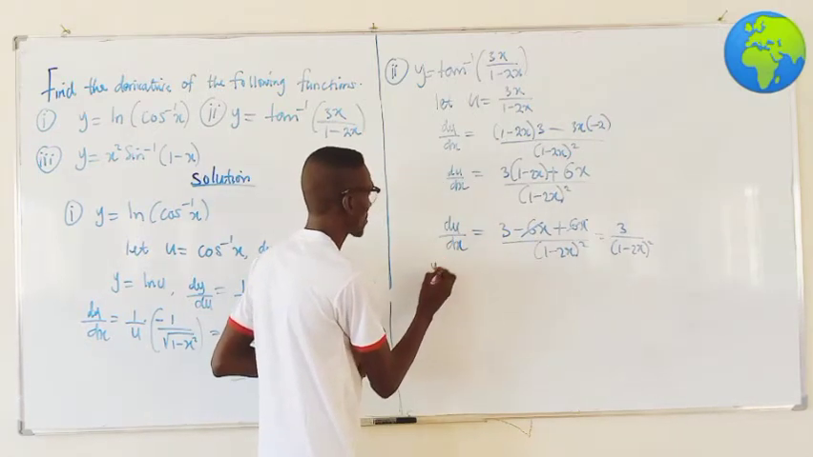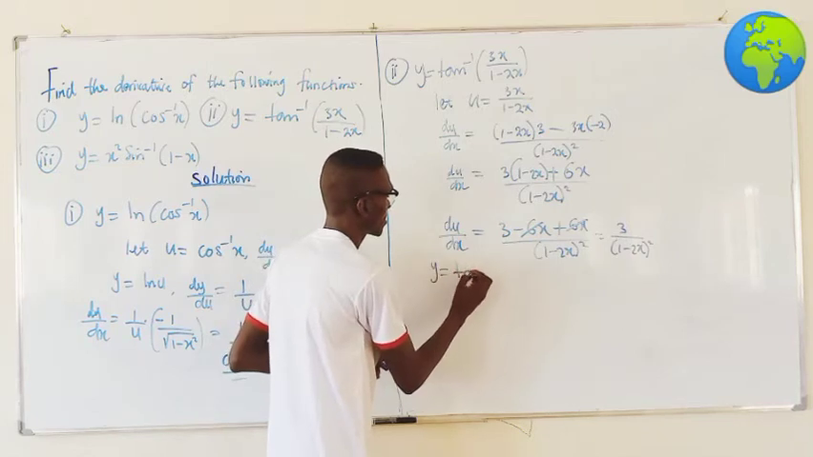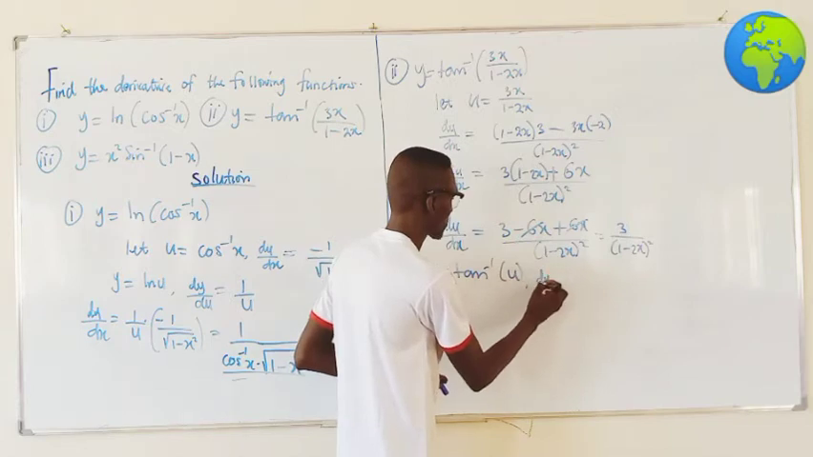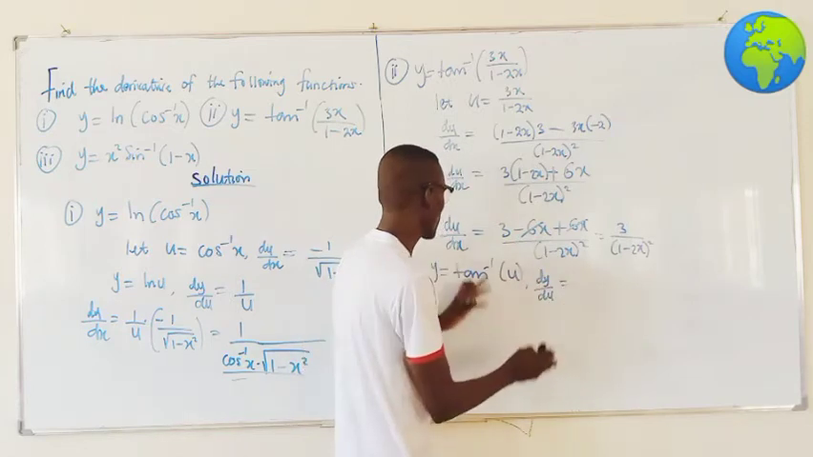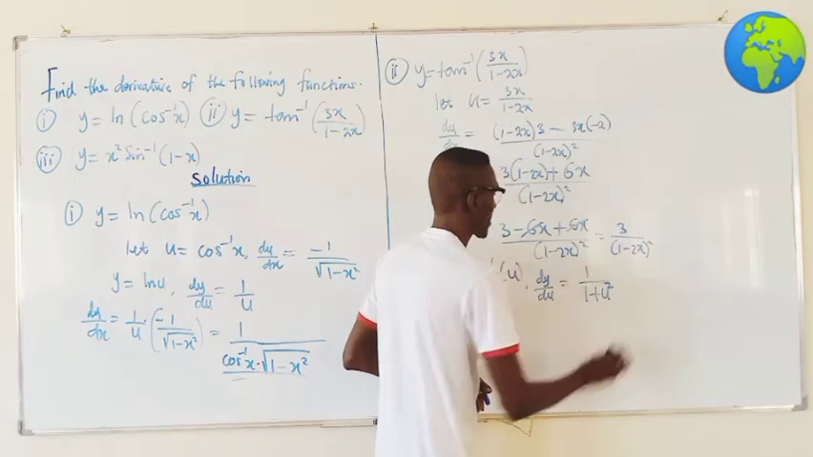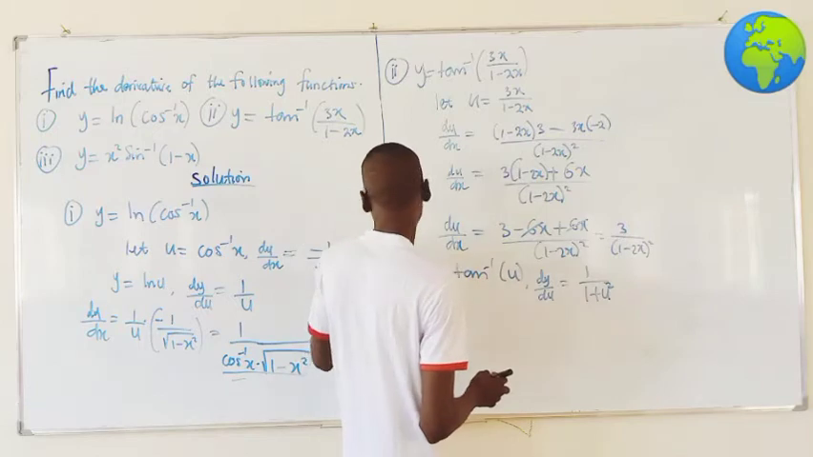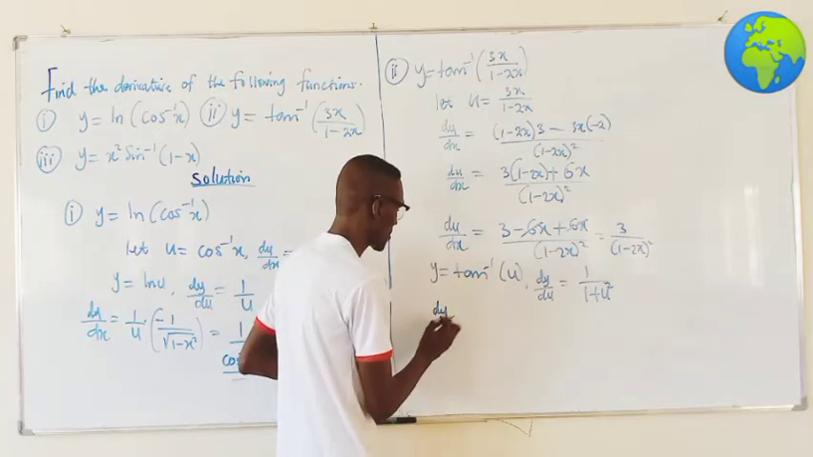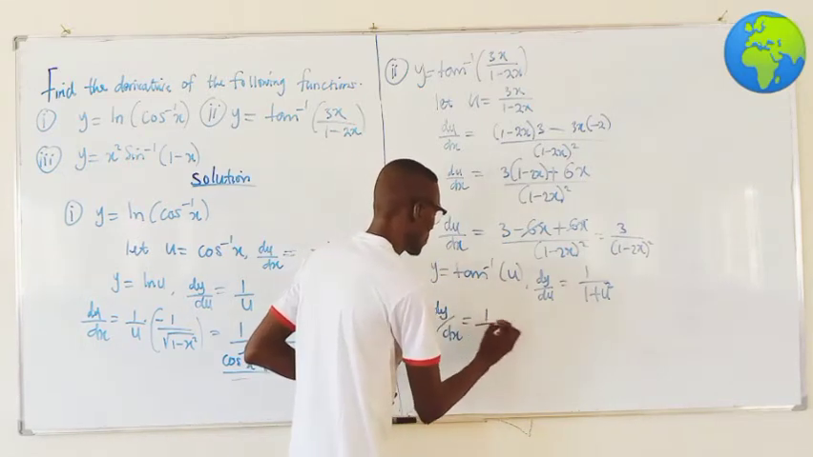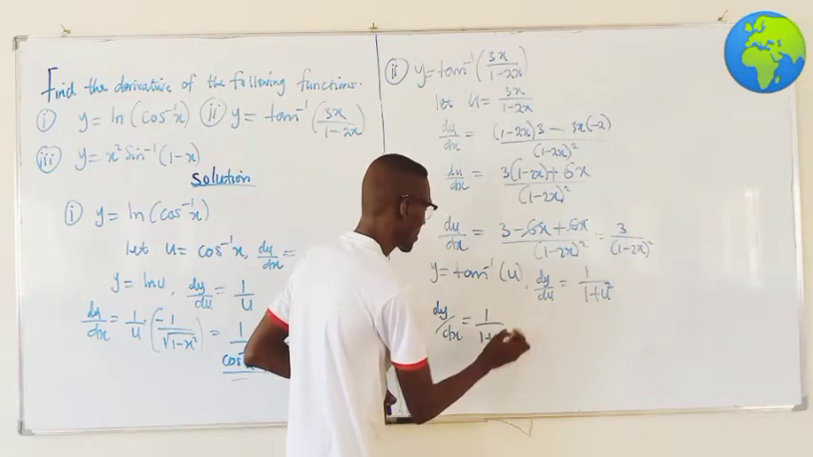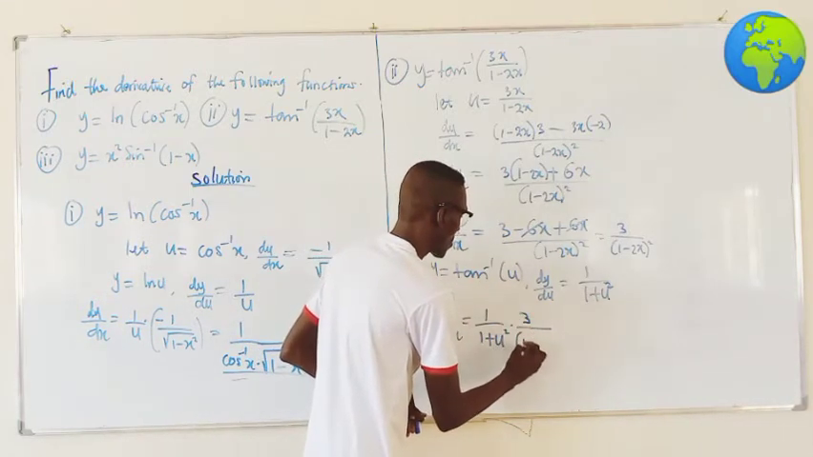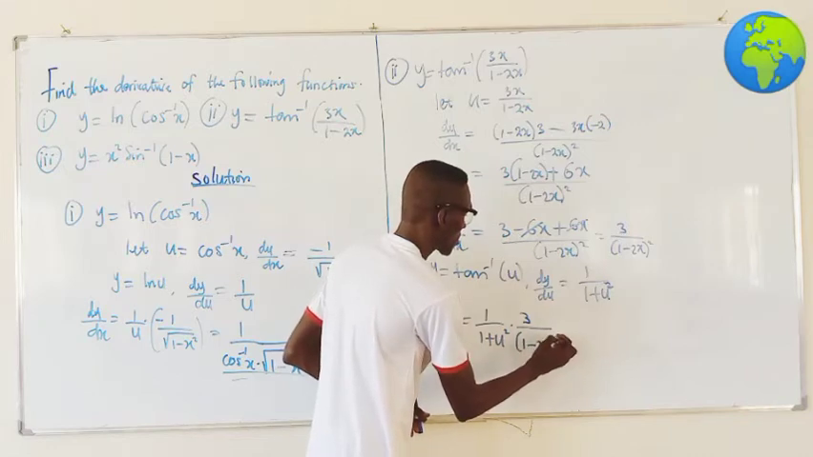So now we are left with y equals tan inverse of u, right? What is our dy du? dy du we all know is going to be 1 over 1 plus u squared. So right now what is left is just to insert in our formula the chain rule. dy dx is going to be dy du, which is 1 over 1 plus u squared, multiplied by du dx, which is 3 over 1 minus 2x all squared.